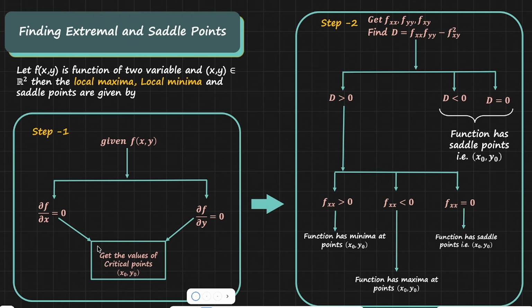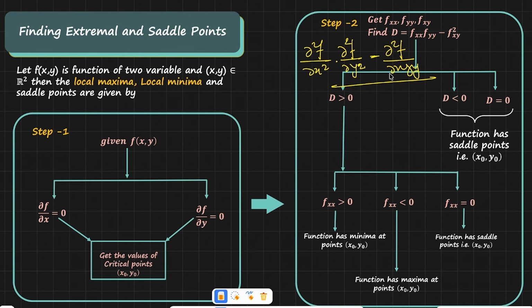Okay, what is the second step? This is the second step. In the second step you find out the second order partial derivatives: with respect to x, with respect to y, and f_xy. So the second order partial derivative with respect to x, with respect to y, and the second order mixed partial derivative with respect to x and y. And this is the formula: D is equal to f_xx times f_yy minus f_xy squared. That means the second order partial derivative with respect to x squared, into the second order partial derivative with respect to y squared, minus the mixed one, xy. This is your formula.